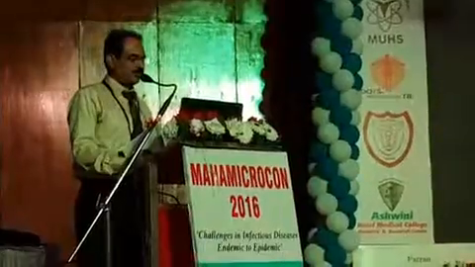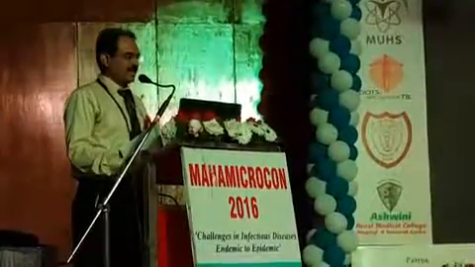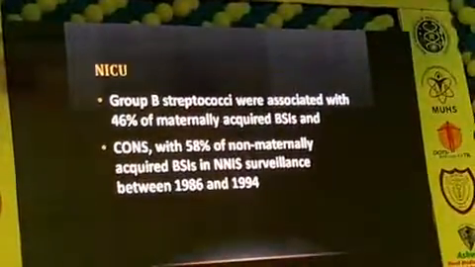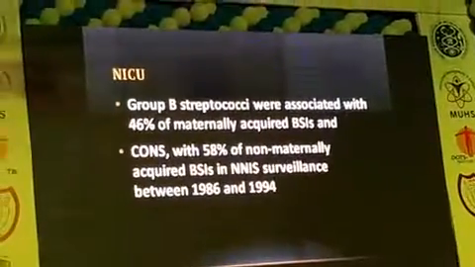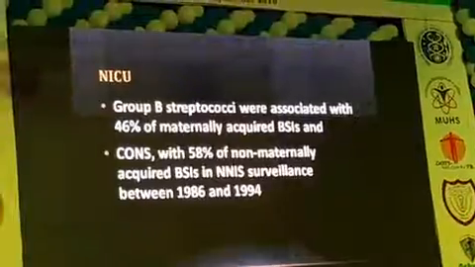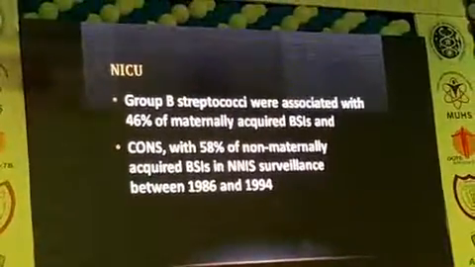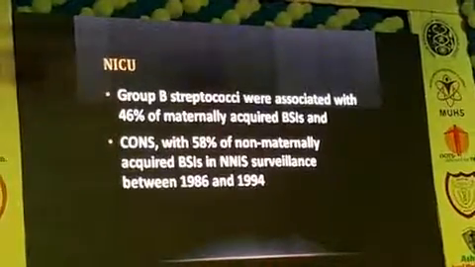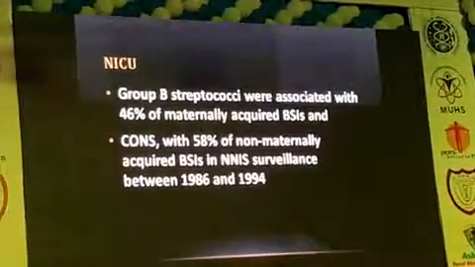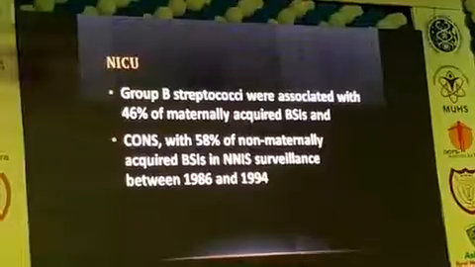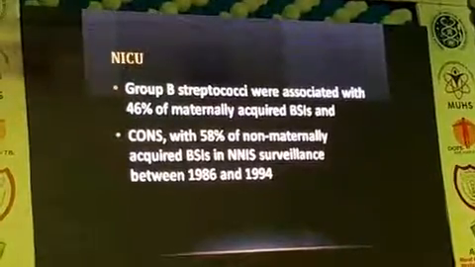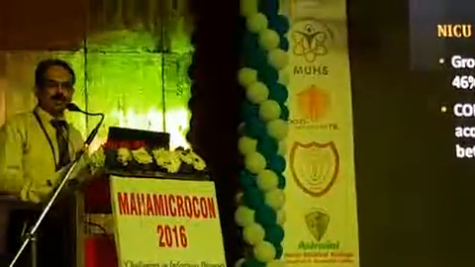Group B streptococci were isolated with 40. This particular fact I have importantly kept there to show that group B streptococci, if they are acquired, they cause infection when they are acquired from the mother. Most of the infections, 46% of isolates, if you get it from the mother, are of group B streptococci, and coagulase-negative Staphylococcus is one which is very common when it is a non-maternally acquired infection.